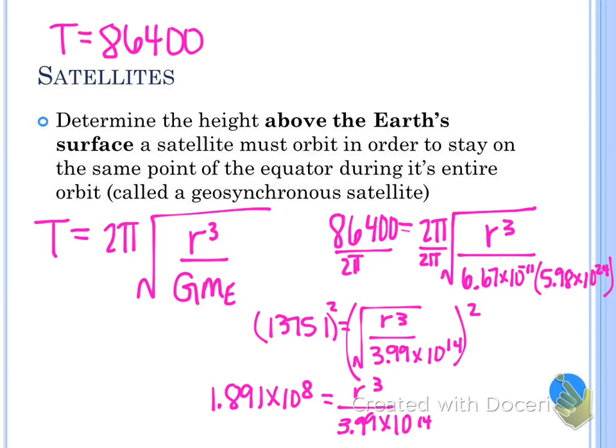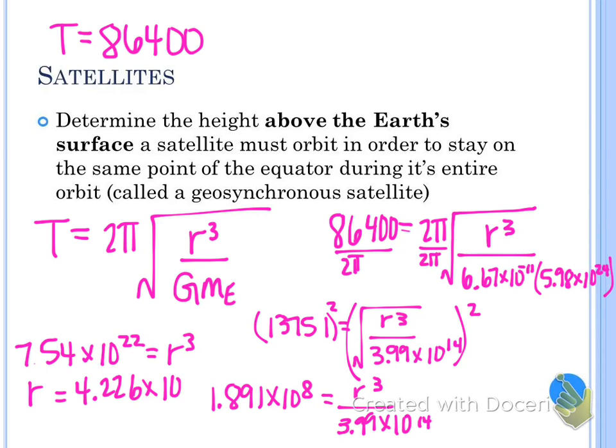And then, do you know how to cube root something on your calculator? Okay. If you go to math, and then I think it's number 4, and then you can go second answer. So that means our radius is 4.226 times 10 to the 7th.